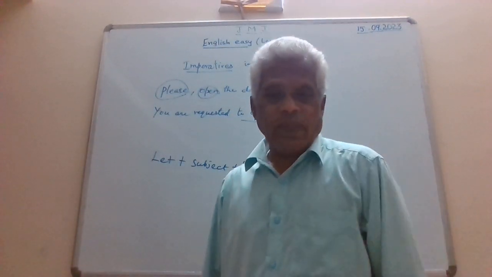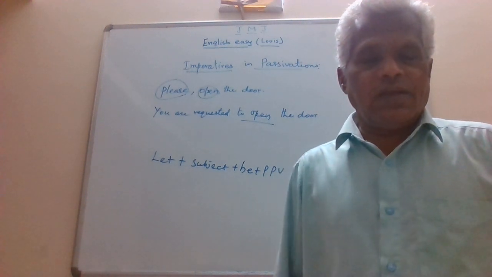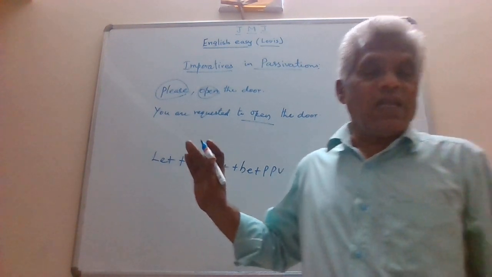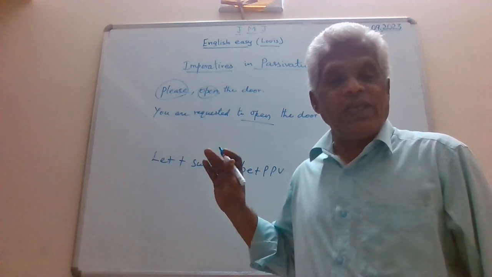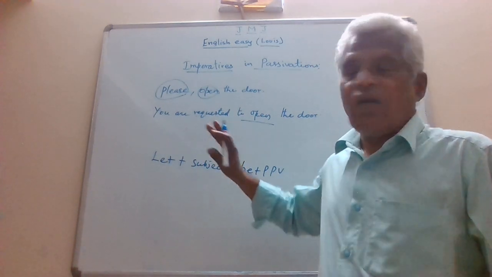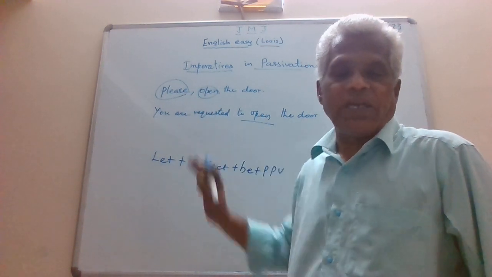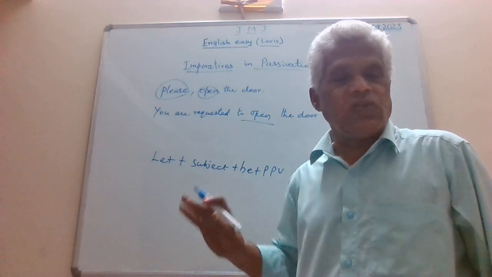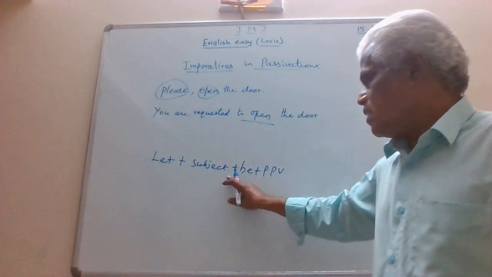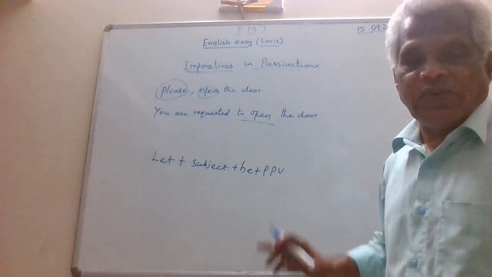How do you feel now? That's why this is said to be the irregular way of writing active voice into passive voice. See, let, subject, be, and then the past participle form of the verb.